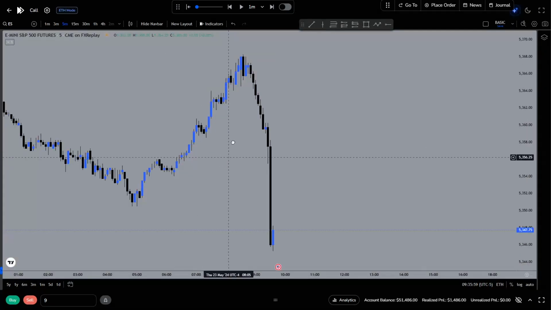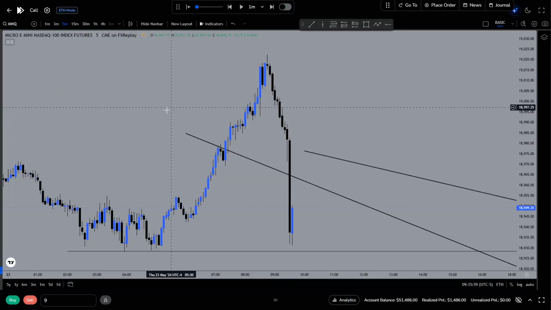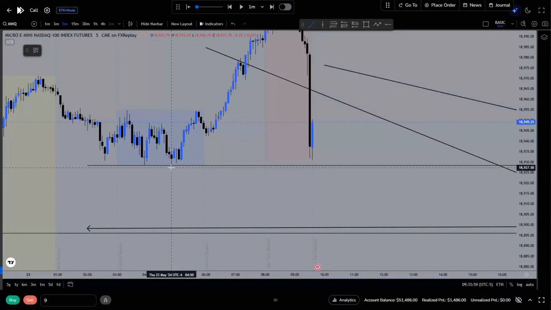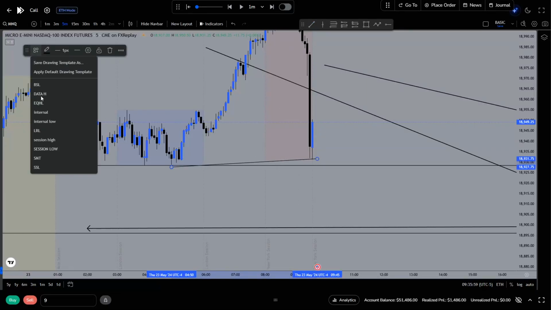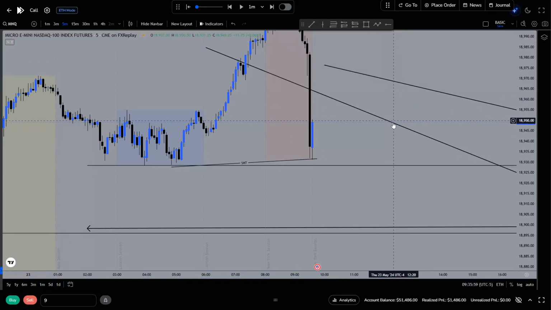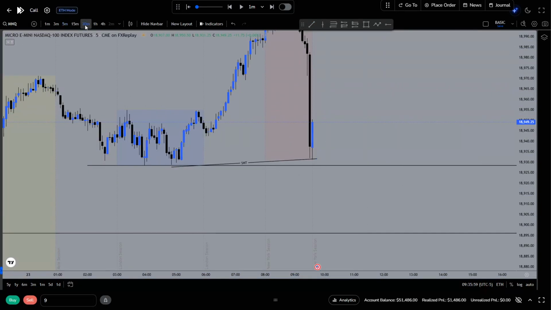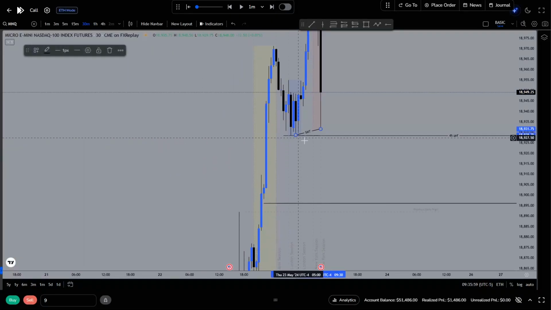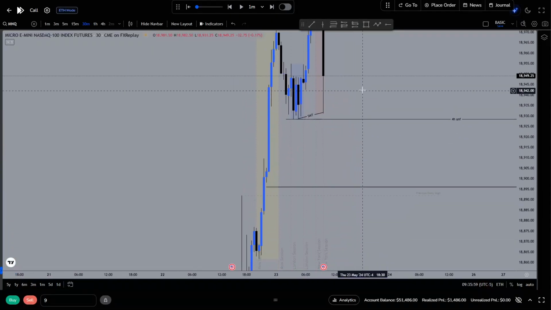So we have an SMT. Okay, perfect. We have an SMT with London lows, which is very nice. I'm gonna delete the arrows because it's annoying. Perfect. So what we can see here is we have an SMT with London lows.